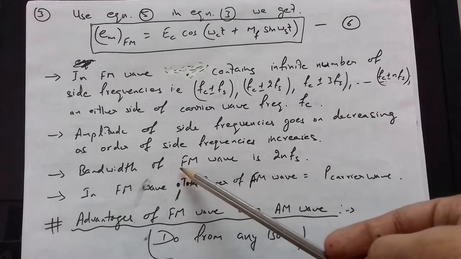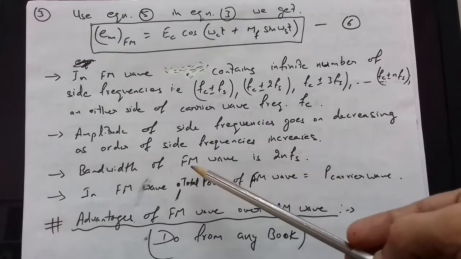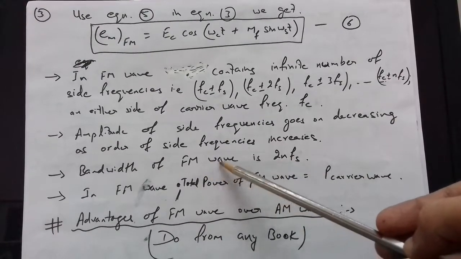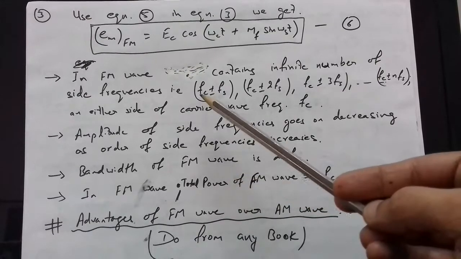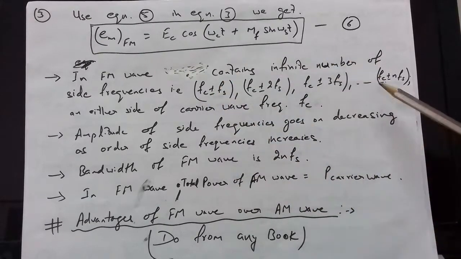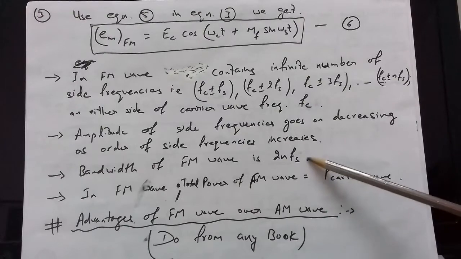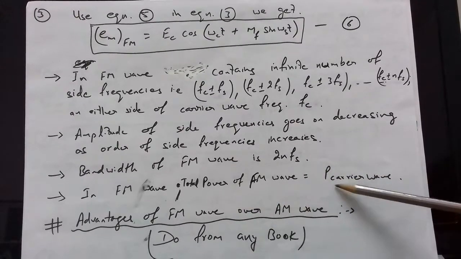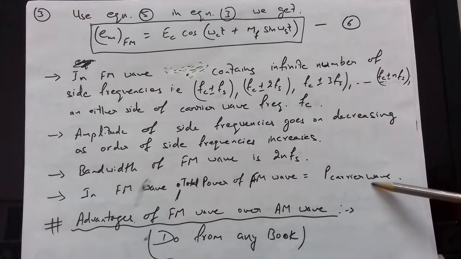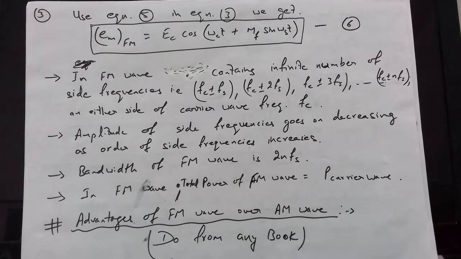The third point is that the bandwidth of the FM wave is 2nFs. Bandwidth is the difference between the two extreme side frequencies. The first extreme is Fc plus nFs and the other, on the left side, is Fc minus nFs. So their difference is 2nFs. The total power of the FM wave is equal to the power of the carrier wave. So these are some of the points you must remember for the FM wave.